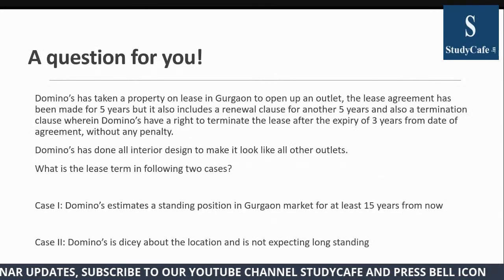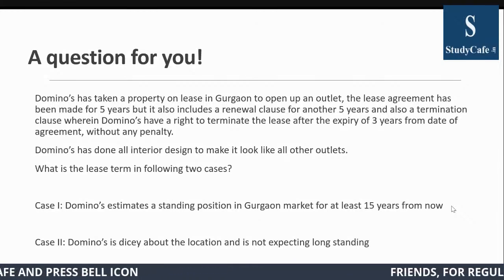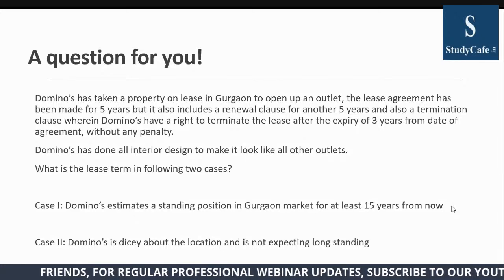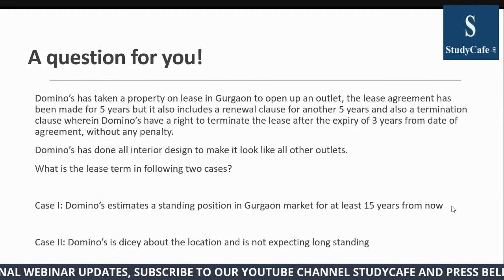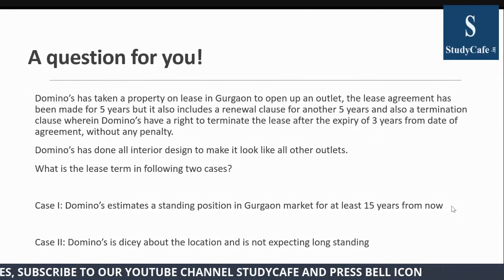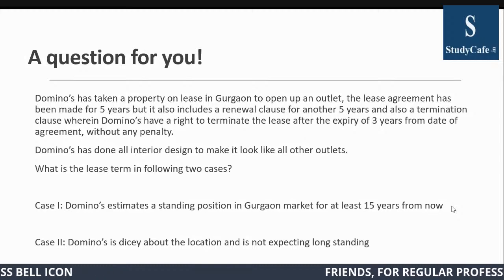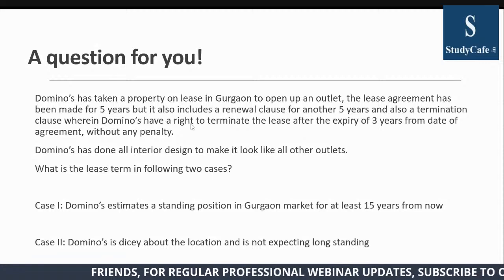Okay, so now we will understand the entire lease term concept with an example. Suppose Domino's has taken a property on lease in Gurgaon to open up an outlet, and the lease agreement has been made for 5 years. But there is a renewal clause in the agreement. And what does that renewal clause say? It says that after 5 years of the lease contract, the lessee, Domino's, has an option to renew the lease term for another 5 years. So that makes it 10 years, right?